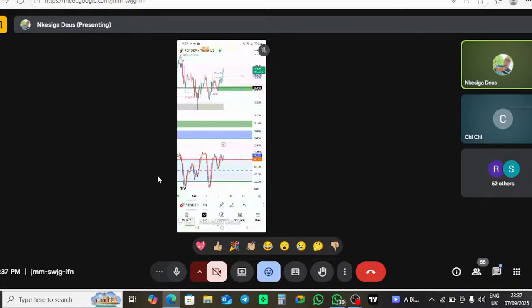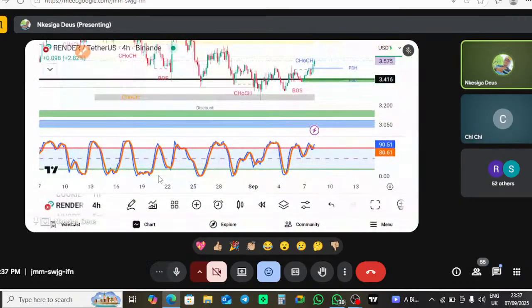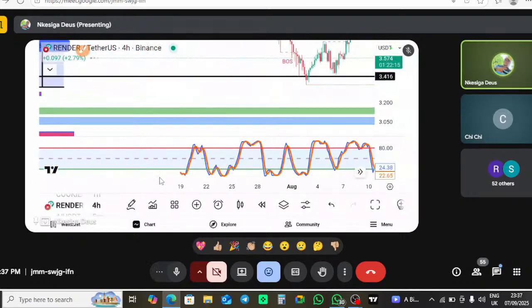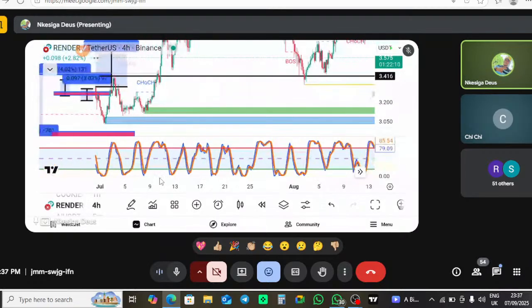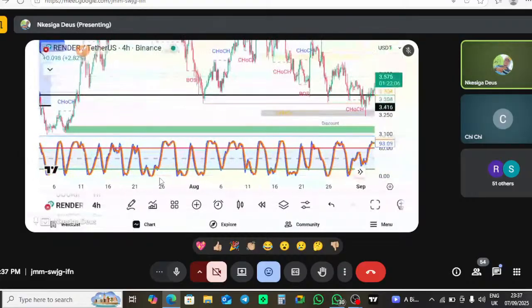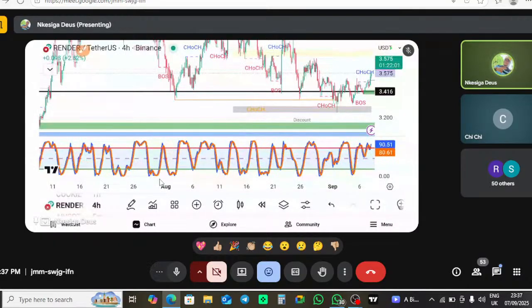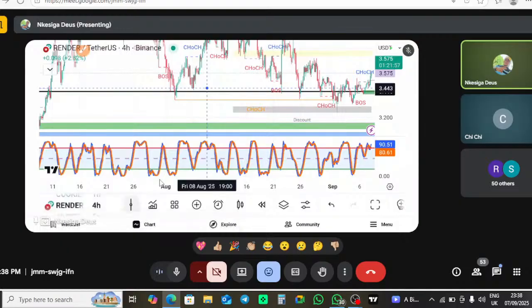I'm going to do this such that we can get a clear image. Okay, like that. Now we are here, on the 4 hours time frame. I want us to draw the vertical lines. First of all, here the market was in oversold.